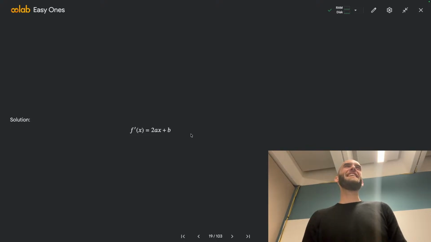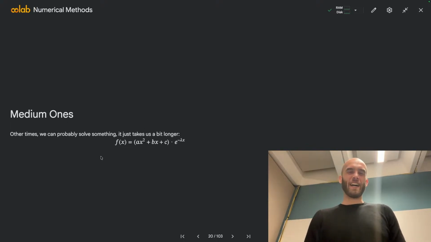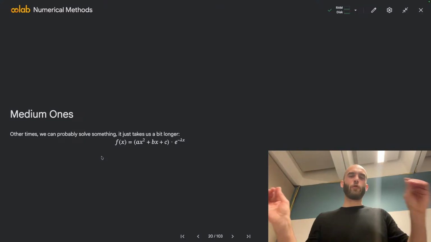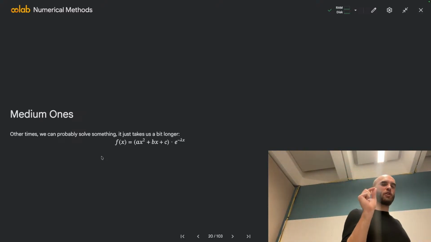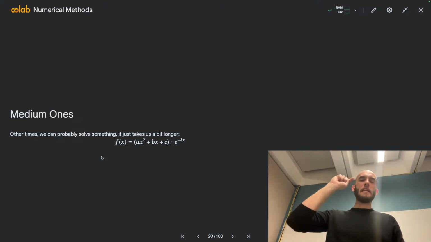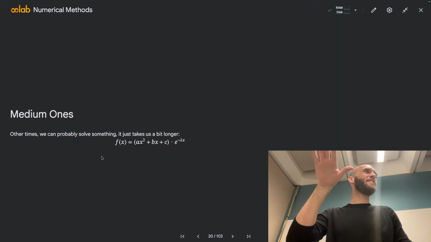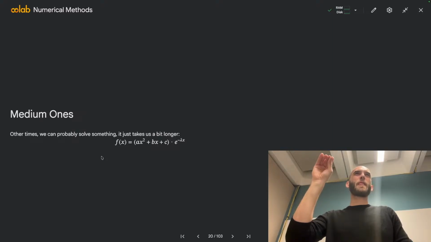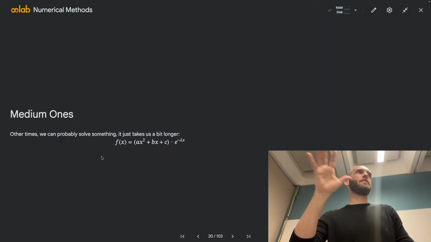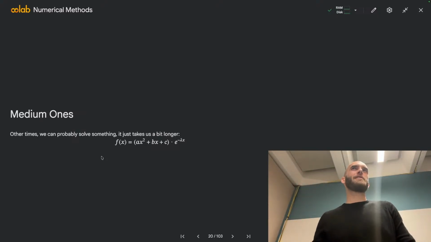Okay, so this is easy. Let's look at a harder one. If we multiply that original function by e to the negative lambda x, we can also solve this one. This one's maybe a little trickier. Anyone know how we do this? Like what's maybe not the solution necessarily, but the process?